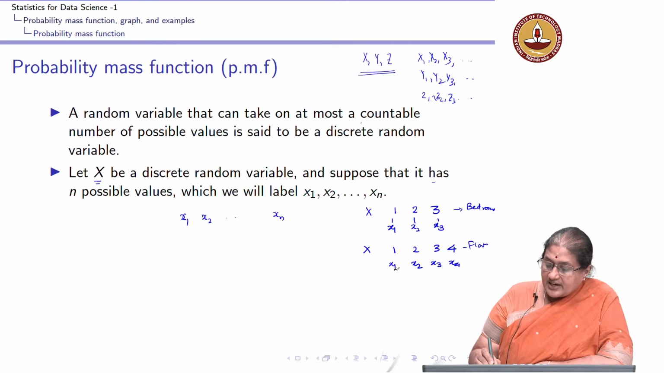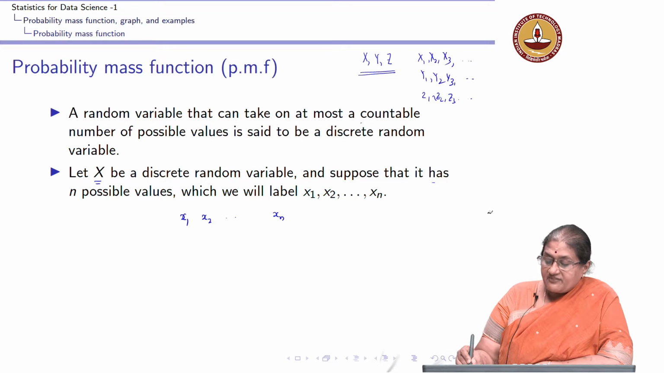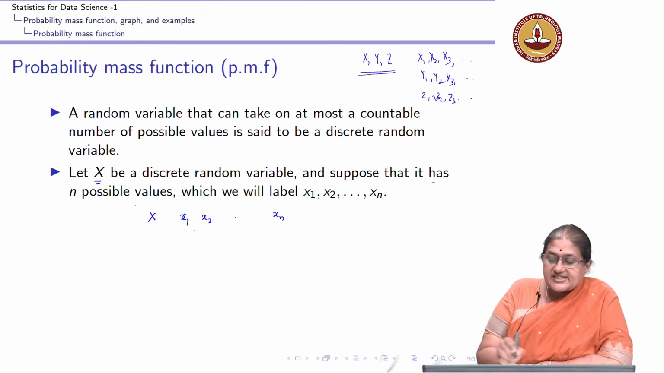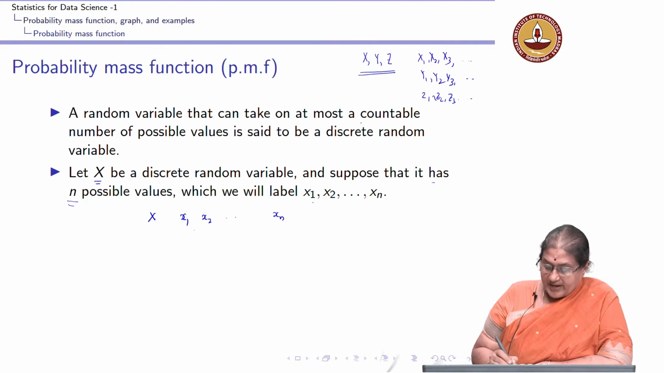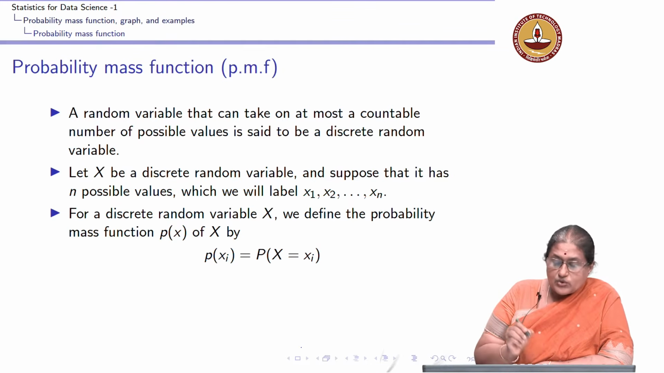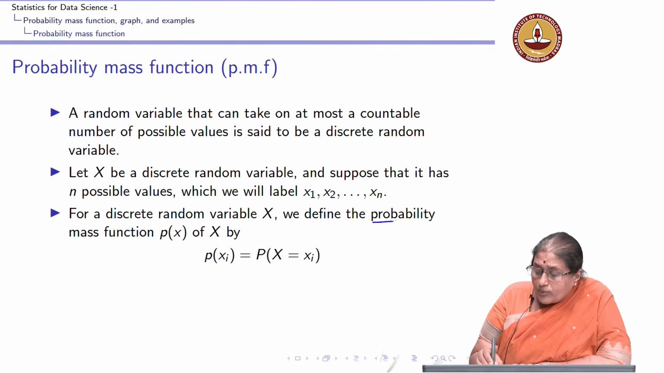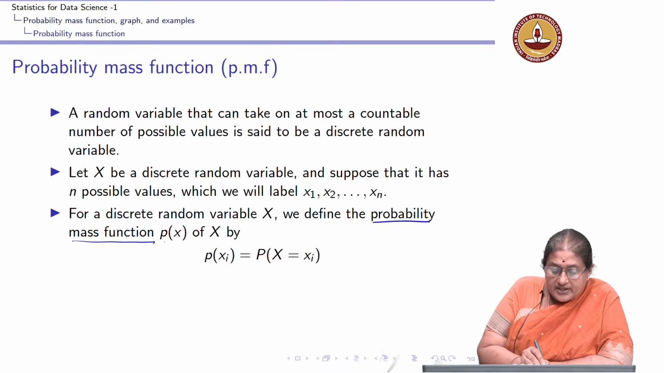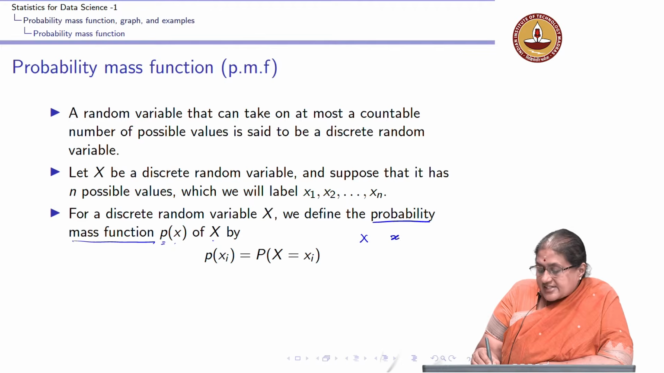So, in general, I can talk of this random variable X taking values x1, x2, xn. That's what I mean by X taking n finite values x1, x2, xn. Once I know X takes these values, we define the probability mass function. How do I define it? This is a function for all the values. What are the values X is taking? X is taking values x1, x2, xn.